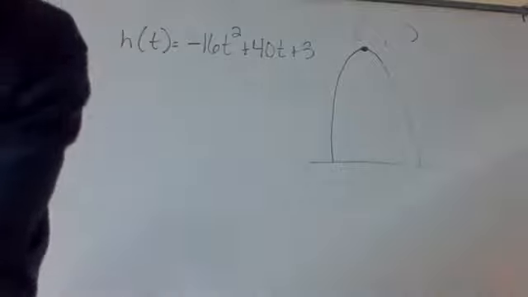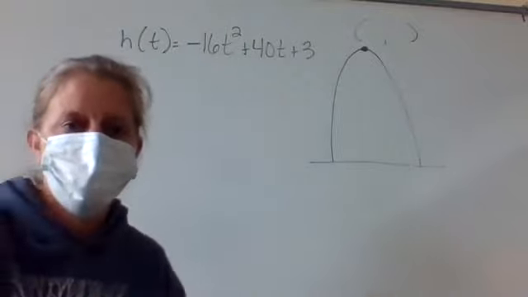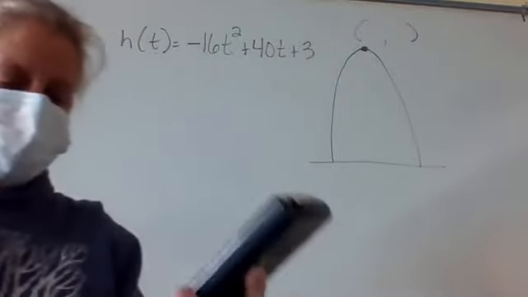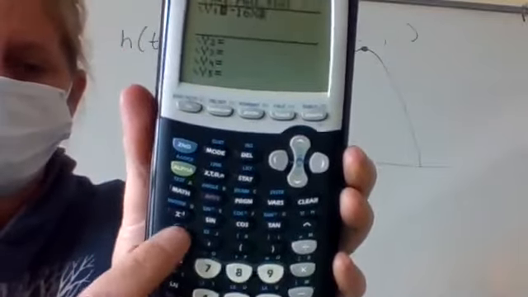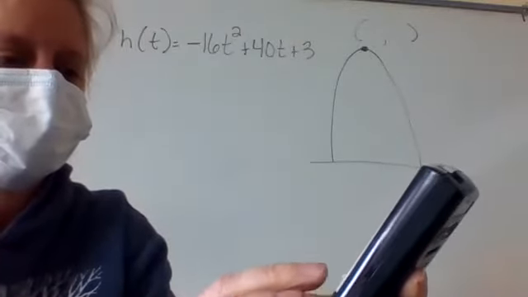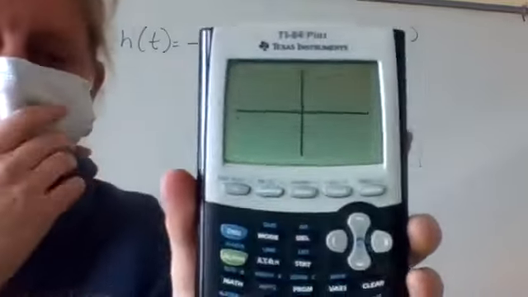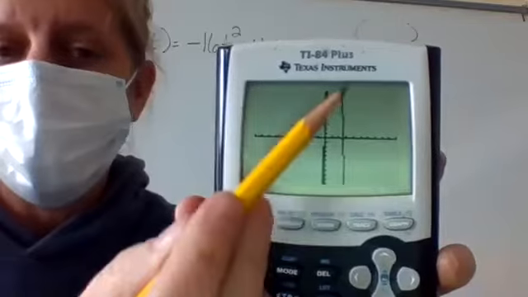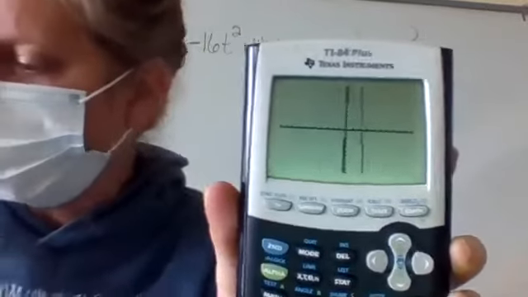So I just need to find the vertex, which means I'll just go to my y equals, clear it out, and type in this function. I don't have t's, but it doesn't matter. I'll just put in x's. So negative 16x squared plus 40x plus 3. So let's graph it. Now, it's going to be an upside down parabola. But did you see it went way up here, and I just don't see the top of it, and then it goes back down. So I need to find the vertex of this parabola.